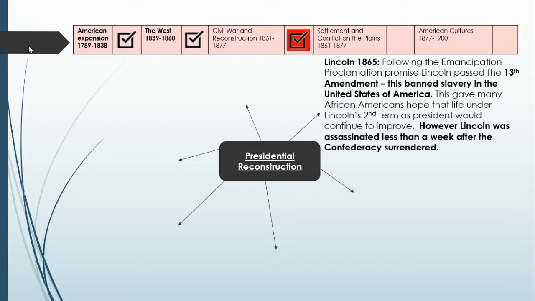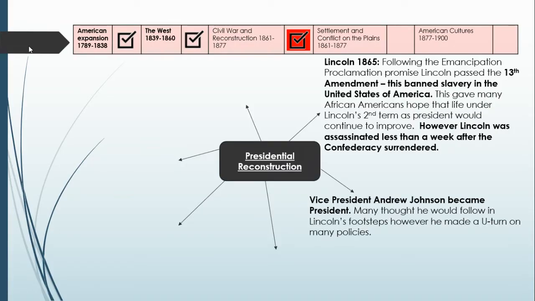This gave many African Americans hope that life under Lincoln's second term as president would continue to improve. So they know now that slavery is banned and they can hopefully be optimistic for what their future will hold. Sadly, Lincoln is assassinated less than a week after the Confederacy surrendered. So Lincoln is the president who has won the Union in the Civil War, who has made the slaves these promises. However, he is then assassinated. And he has a replacement in the form of Andrew Johnson.